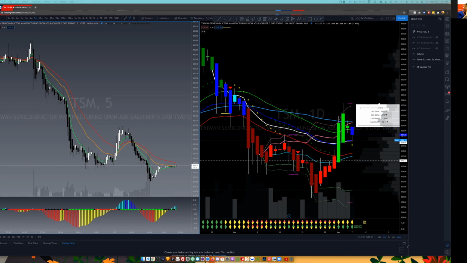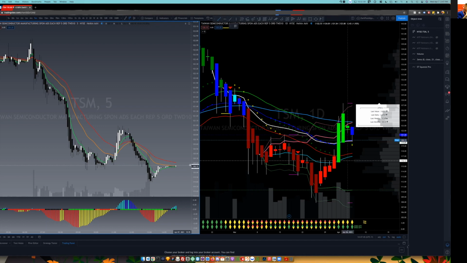All right, so first thing I like to do is set some levels. 120.15 is the 4-hour bottom. 119.90 is my 15-minute bottom.